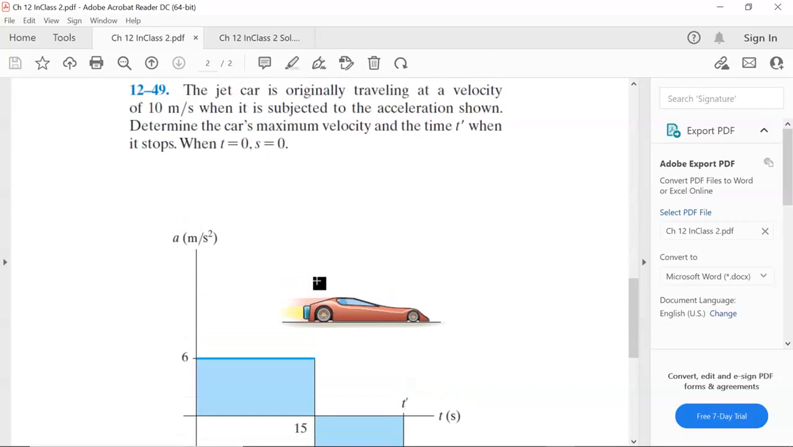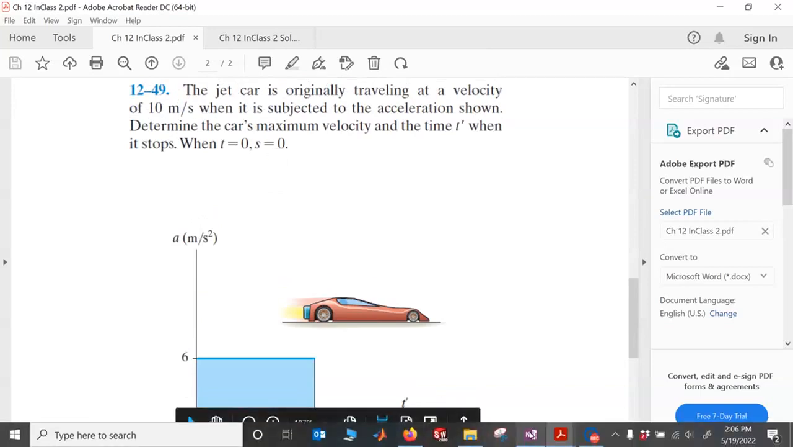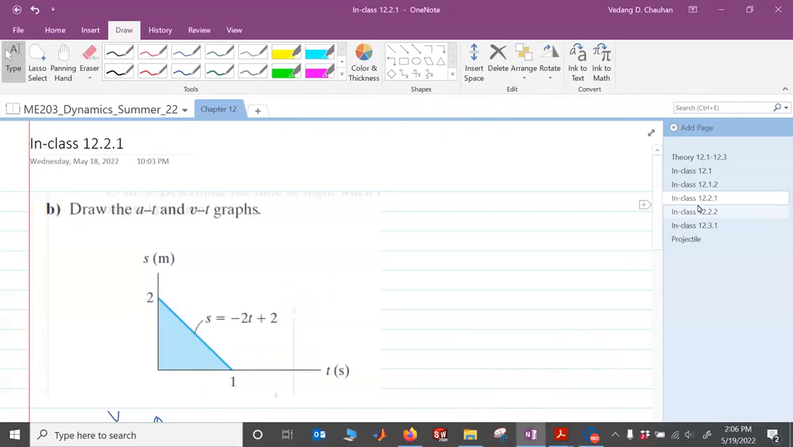This is the problem that we will solve in detail. 12.49, that's here.